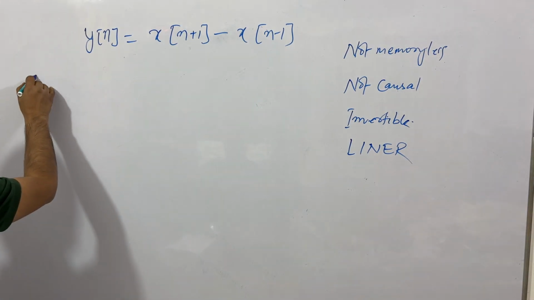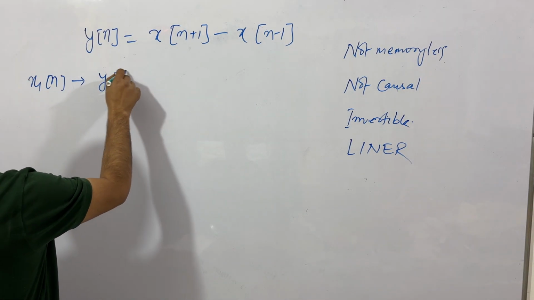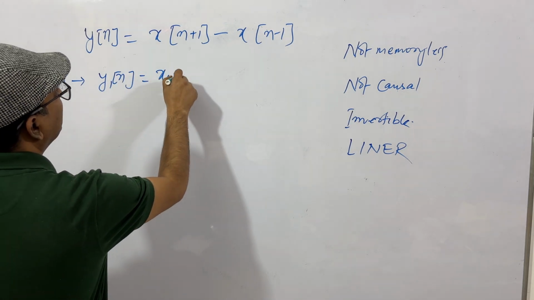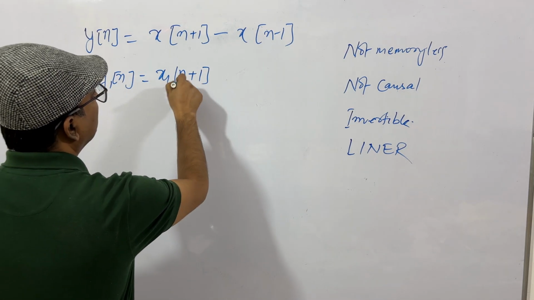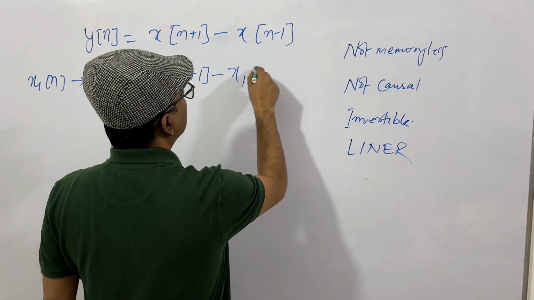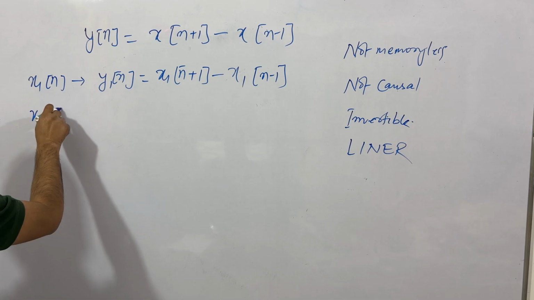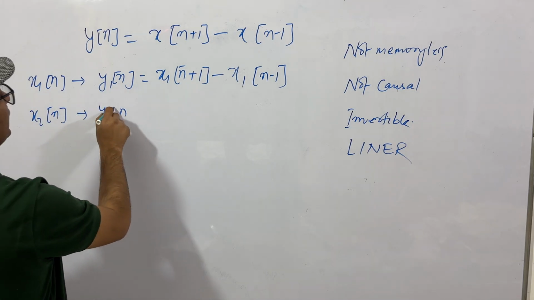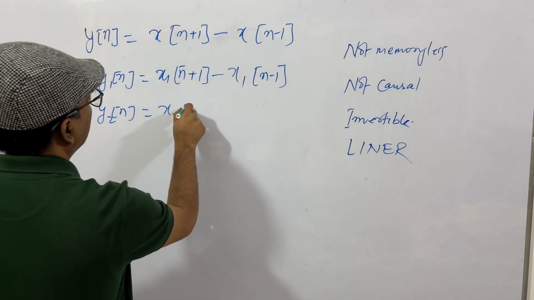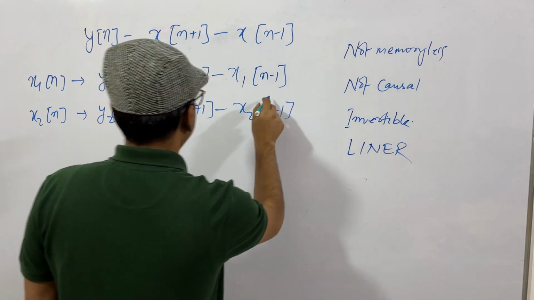Now x1[n] gives y1[n], that is equal to x1[n+1] minus x1[n-1]. Similarly, x2[n] gives y2[n], which is x2[n+1] minus x2[n-1].